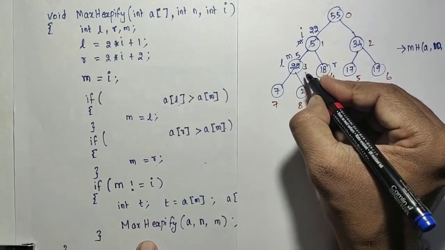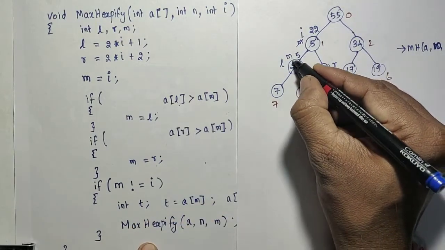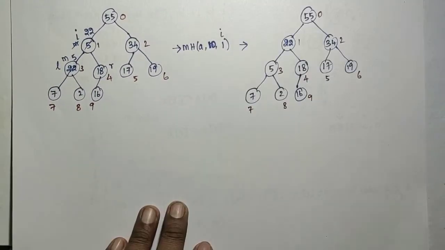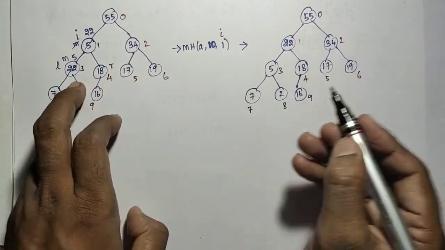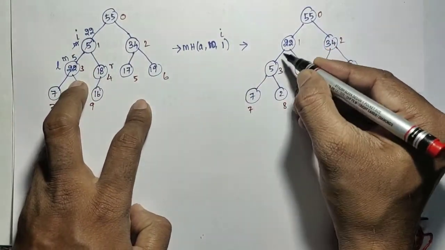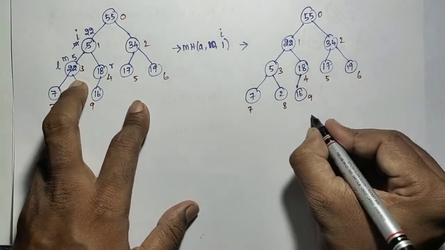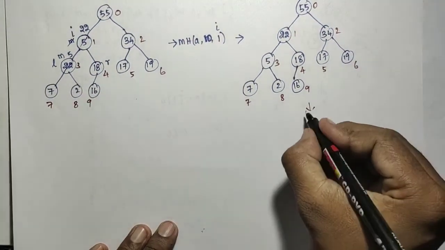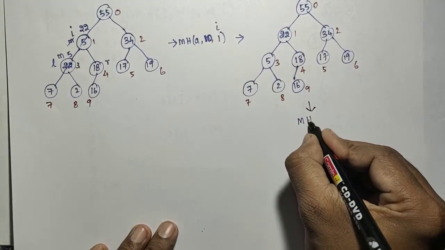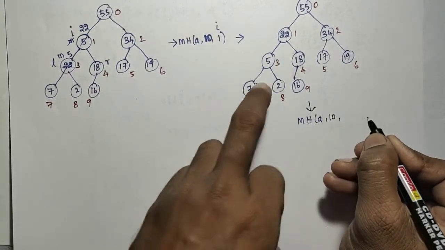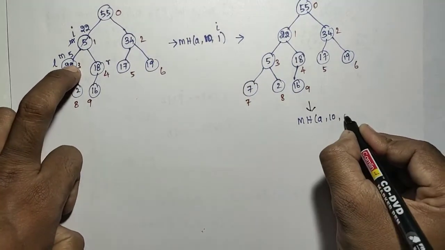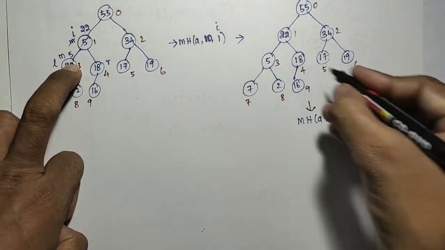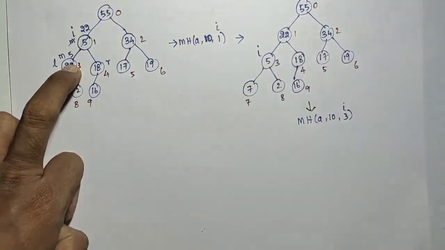After that, we are calling max_heapify of a comma n comma m. M is 3. So after swapping, this is the content: 0, 1, 5, and 22 got swapped. Then we have called max_heapify of a comma 10 comma m, where m is 3. Like that we have called. So in the next recursive call, this will be identified as I.